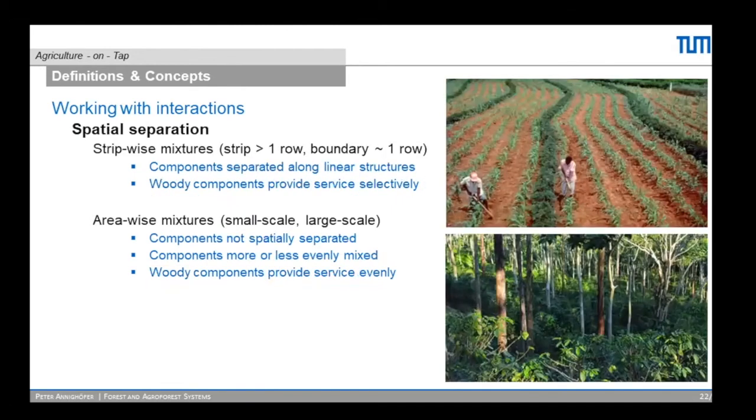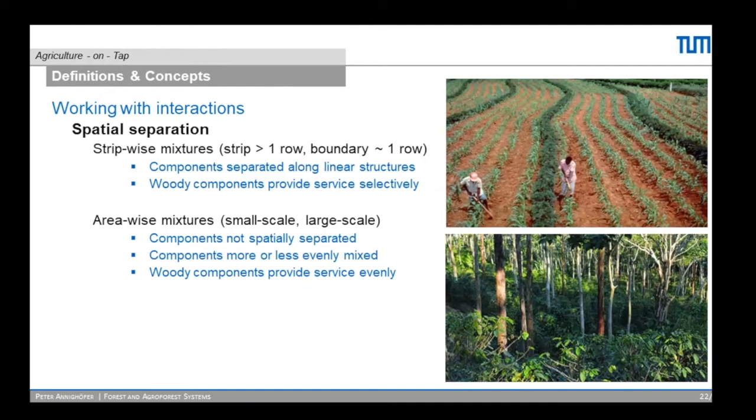And then the last way of separating the system is strip-wise. So if you look at the spatial separation of the components, you can separate them in strips or in rows, and you can also include the components on the whole area. And the reason to do this is, again, the effect or the service you want the woody components to provide to the whole system. If you want the effect to be on a full area you are managing, for instance, improving the soil conditions or changing the microclimate continuously over the site, so reducing radiation, etc., then you will try to go for area-wise mixtures.